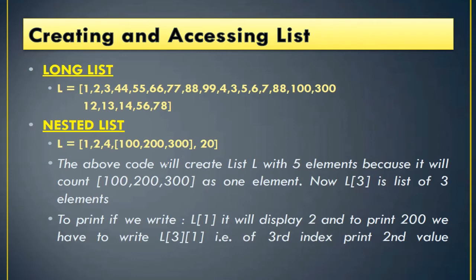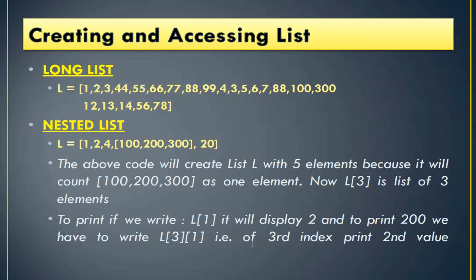Okay, so if you want to display this 200, then you have to write accordingly. L3 first, then 0, 1, 2. This list is known as what? L3. Under L3, 100 is your 0 element. So to display 200, you have to write L3 of 1. That is, the third index prints the second value.